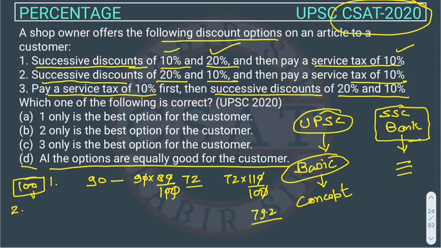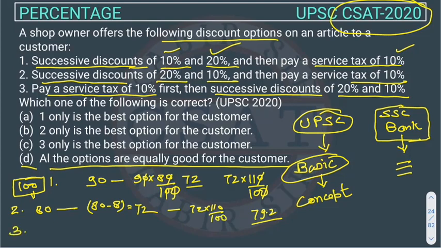The initial price is 100, so the discount is 20%, so the price will become 80, and then 10% discount on this, right? So it will become 80 minus 8, 72, and then the same service tax. So both these equations are same, right? So these both are same.